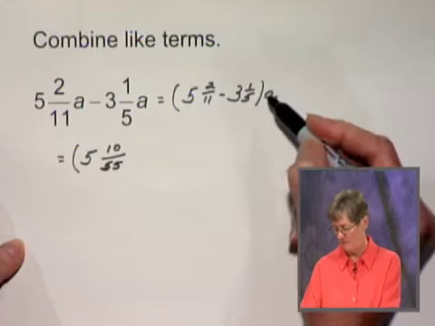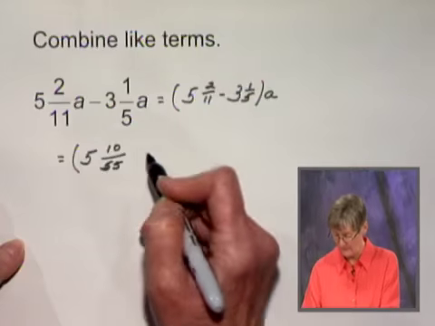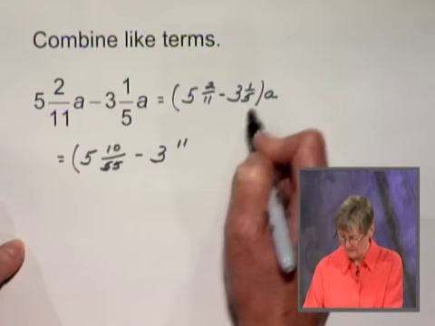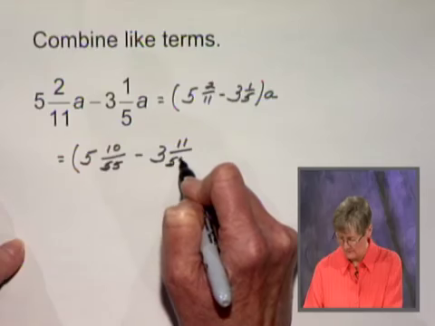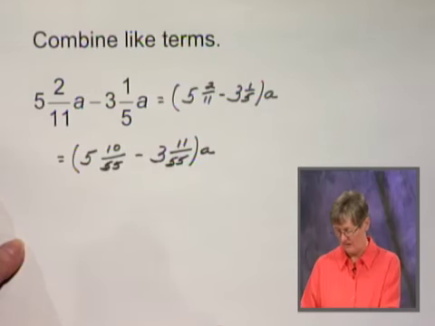In the second mixed numeral, I want to multiply the fraction part by 1 in the form of 11 over 11. So I'll have 3, and 1 times 11 is 11, and 5 times 11 is 55. And that's going to be the coefficient of A.